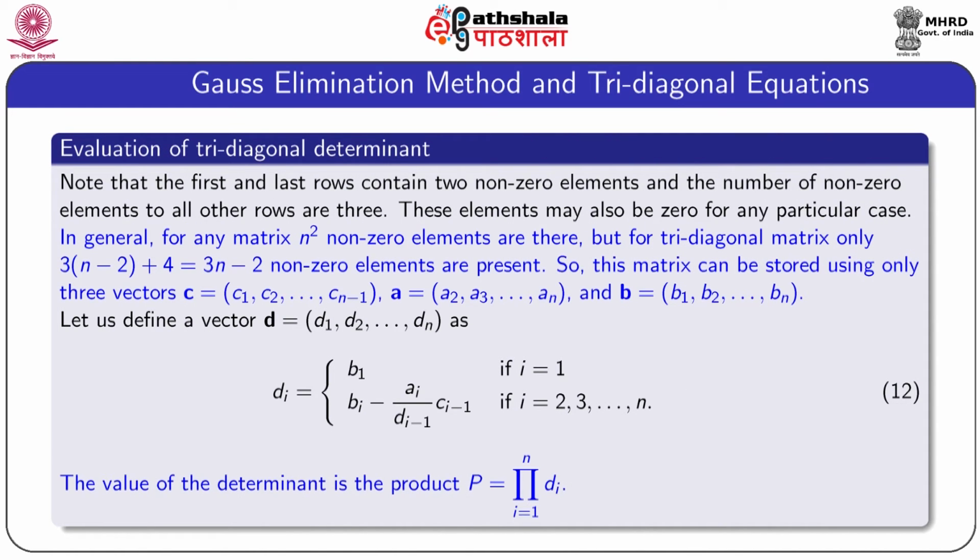So, after calculation of the vector D, we can determine the value of the determinant according to this formula. That means the value of the tridiagonal determinant is the product P equal to the product of the elements Di.